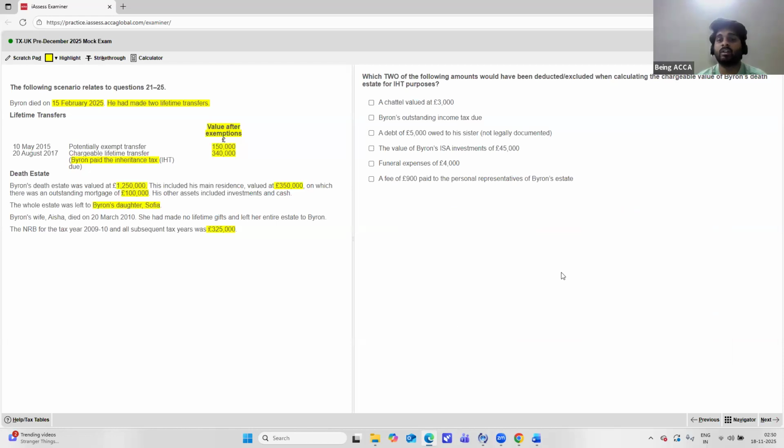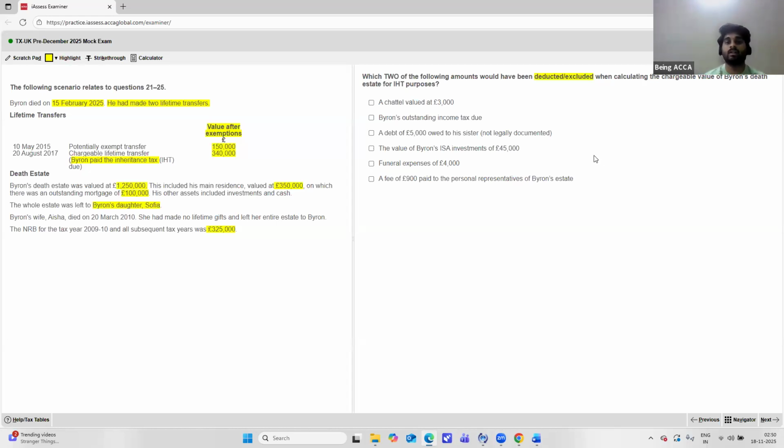Which two of the following would have been deducted or excluded when calculating the chargeable value of Byron's death estate for IHT purposes? They're talking about deductions and not inclusions. Here, the key word for us to remember is deductions.